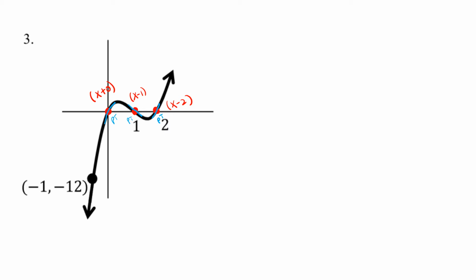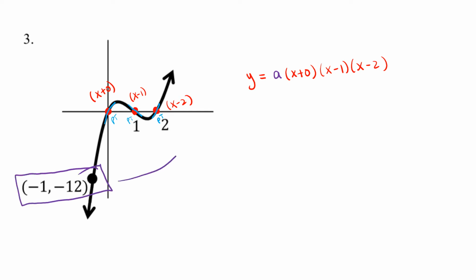With that, we can start writing our equation here. We can say y equals a times x plus 0 to the first power, x minus 1 to the first power, x minus 2 to the first power. Again, none of those get exponents because they're all passing through. And the difference here is we need to find this a value, and instead of us just saying, oh, the right side goes up, this is going to be a positive, we can find that specific a value right there by taking this point that they gave us, this negative 1, negative 12, and substituting it in.